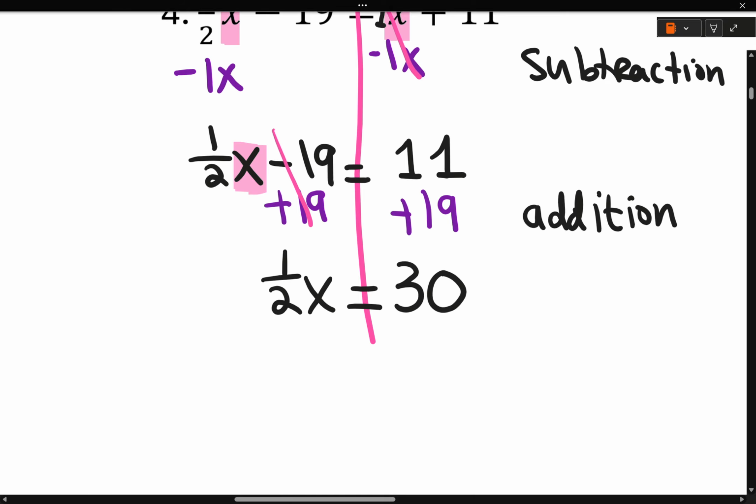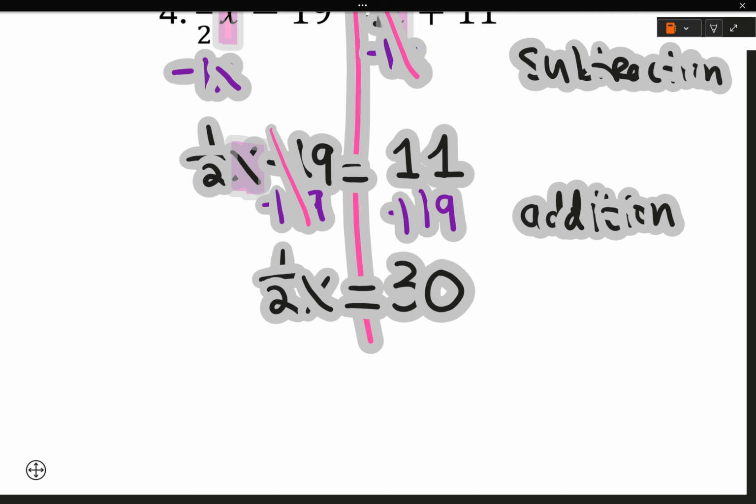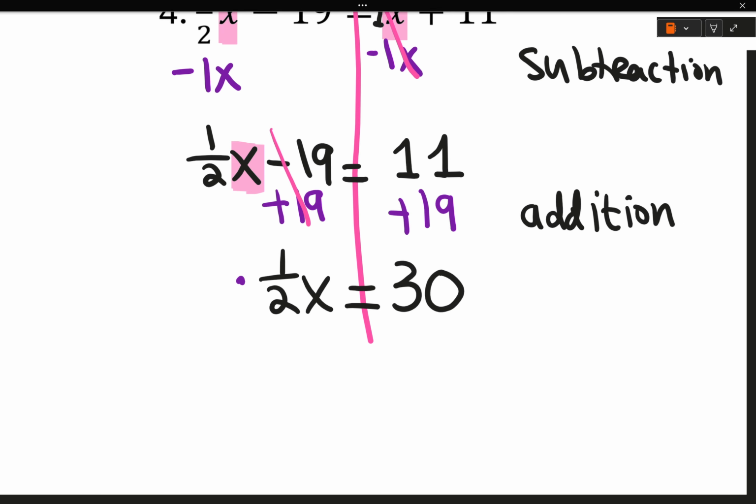Next, we need to undo this fraction. Now, this is a weird one. I'm going to show you a way that we can do it. And this is the best way, the easiest way, and that is by multiplying both sides by the reciprocal. Now, I know that sounds complicated, but what I'm going to do is multiply both sides by that same fraction flipped upside down. That's what the reciprocal means.